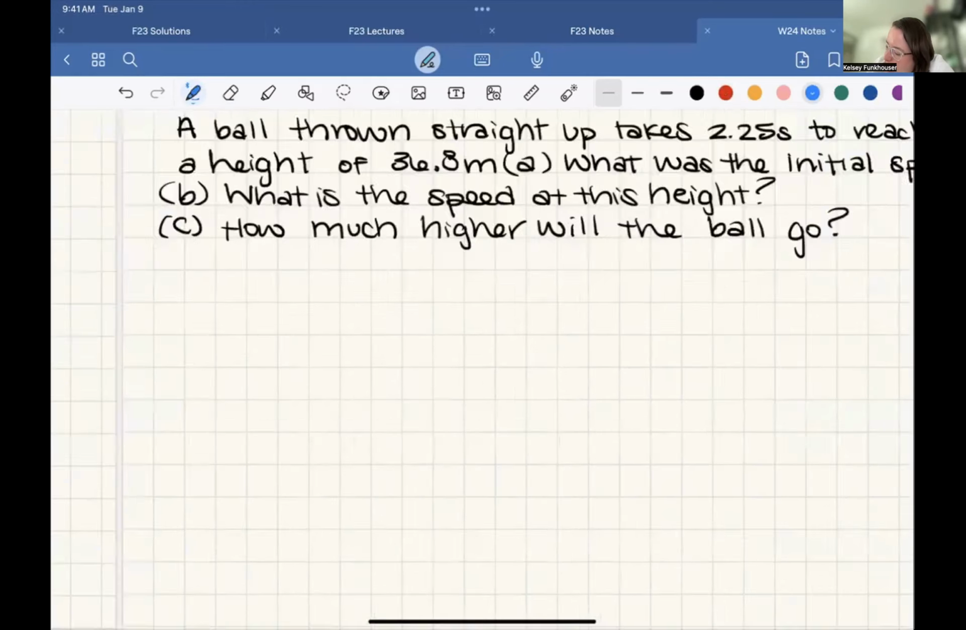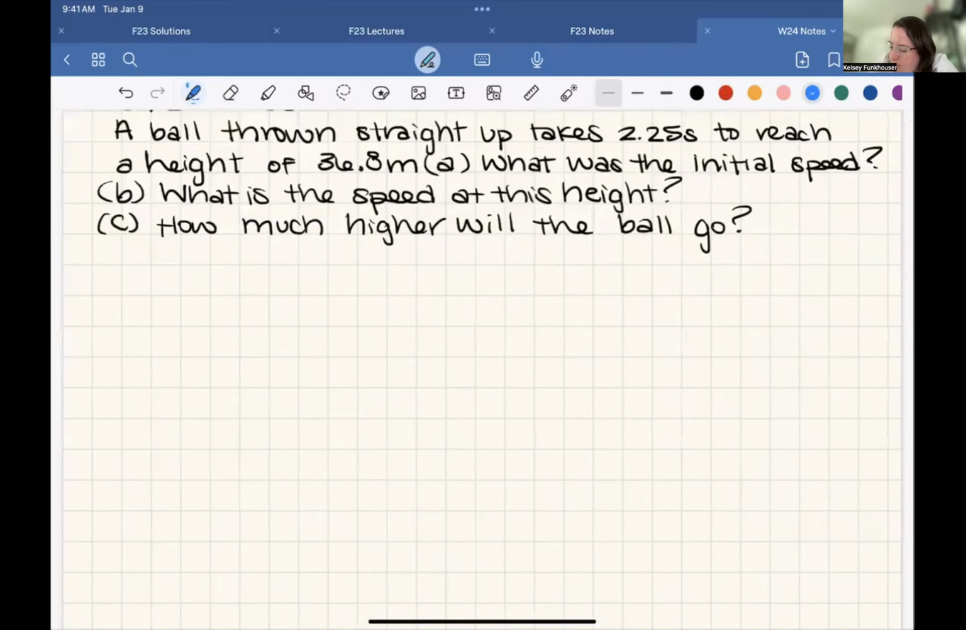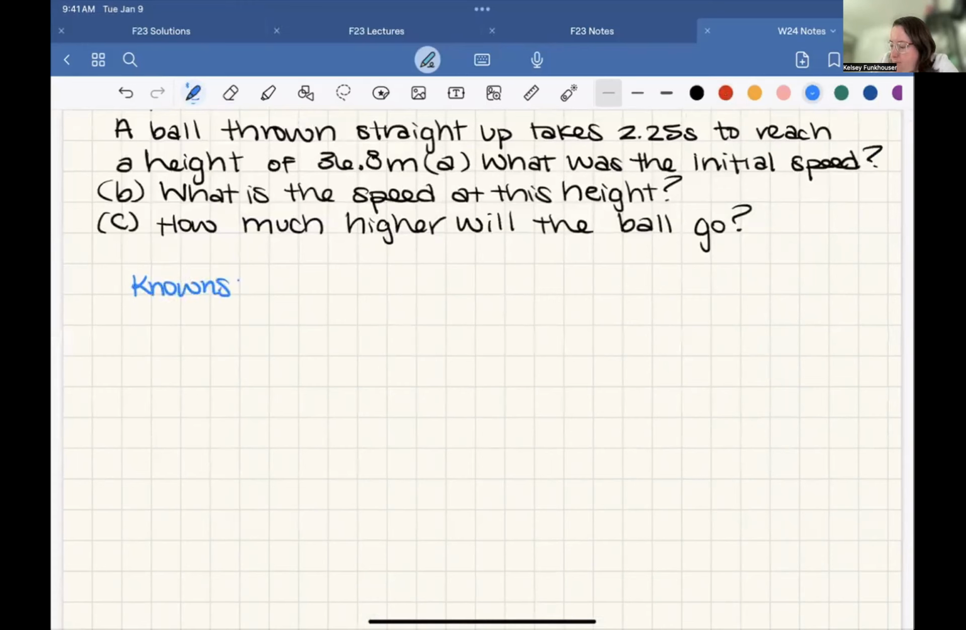So start with what we know and what we don't know. Start with knowns. Let's see. So our time interval that they give us is 2.25 seconds. And the height they give us, which we'll just call Y1 for now, 36.8 meters. And then what else do we know? Well, we can say that Y initial was 0 because it came from the ground. I don't know if we'll need that. We'll see. It's good to keep track though.